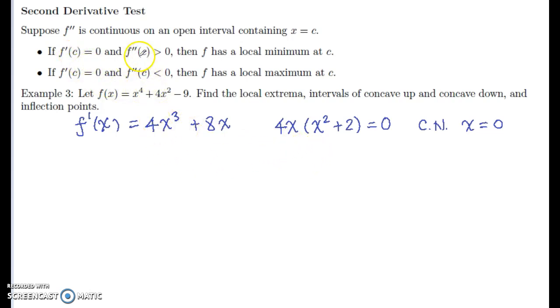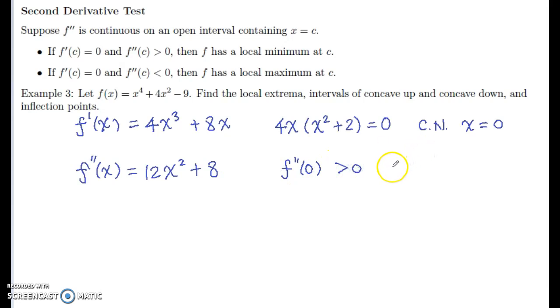We need to evaluate f double prime of 0 to see whether it's greater than 0 or less than 0, so we know if it's a local min or local max. So f double prime of x is the derivative of f prime. So we have 12x squared plus 8. And we can see that f double prime at the critical number, 0, is greater than 0.